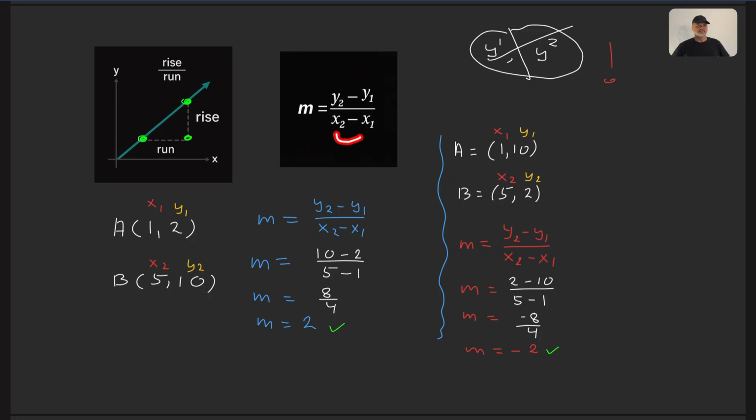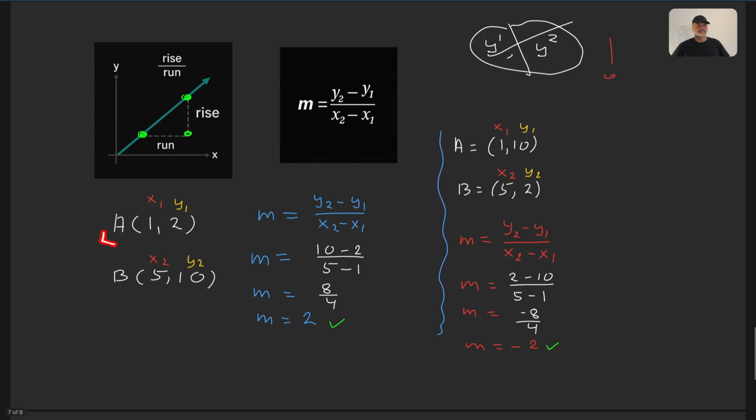So this is the mistake that is commonly made by students, especially when they don't get this concept straight right from the beginning. So in this example, point A has coordinates 1 and 2, right? So this would be point A right here with coordinates 1 and 2. And then point B would be here. So our goal is to find the ratio between the rise and run values.